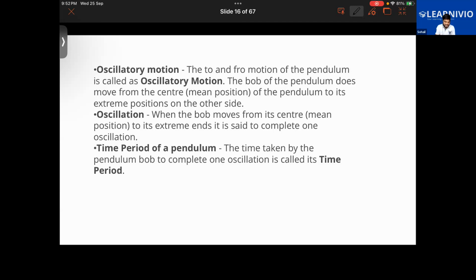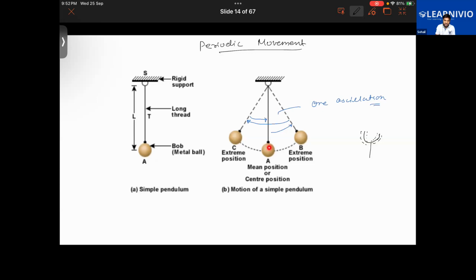Let us say, for example, this pendulum bob might have taken 1 second to complete one oscillation. So that 1 second is the time period of this. But what if it does so many oscillations? Right now, for one oscillation, the time taken was 1 second. But what if it is doing 10 oscillations, 20 oscillations, and it took 5 seconds, or 8 seconds? Then how are you going to find the time period?